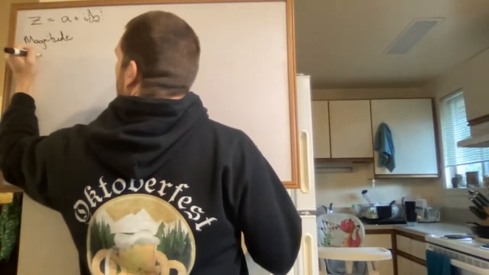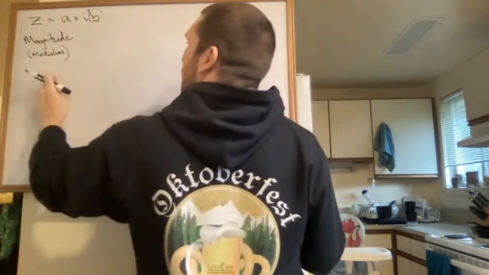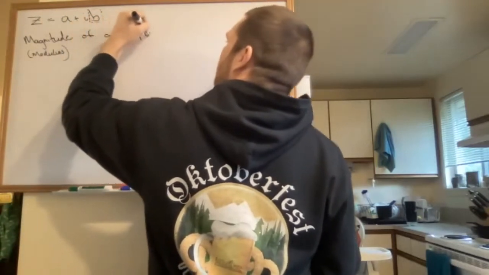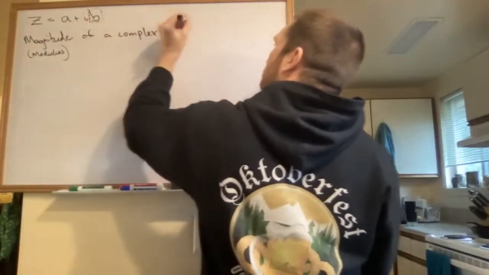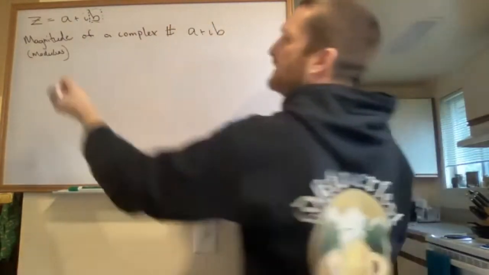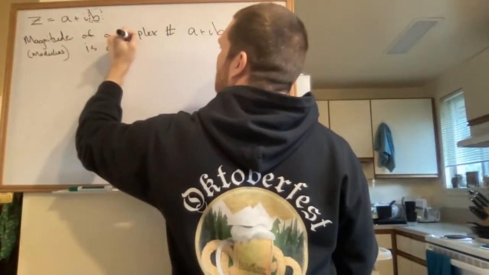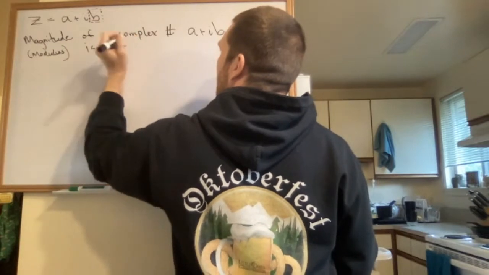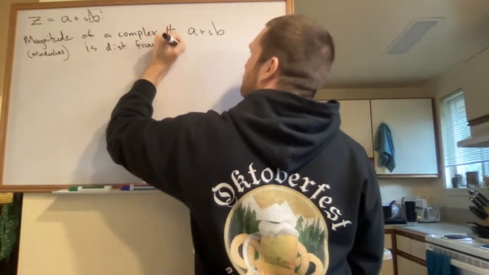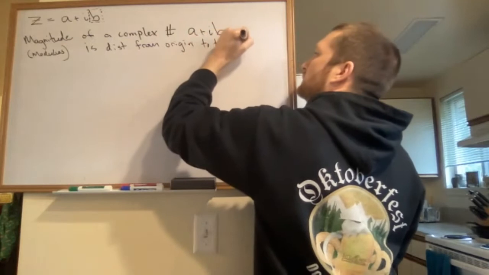Magnitude, or modulus. The magnitude of a complex number A plus iB is the distance from the origin to the point (A, B).